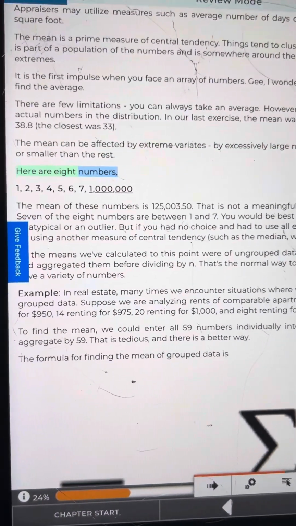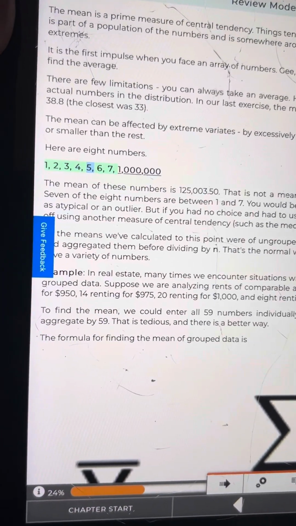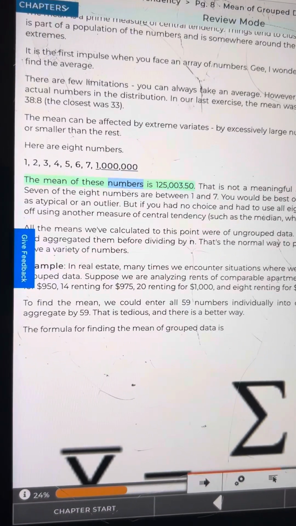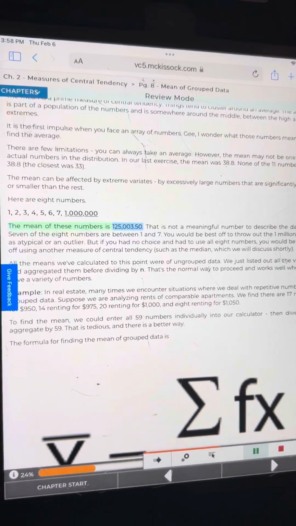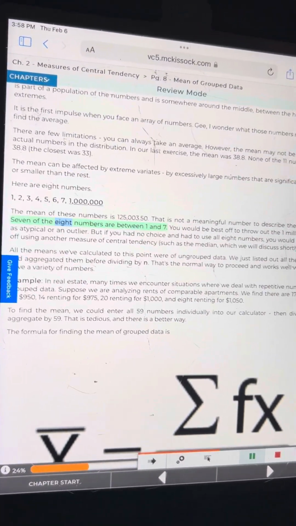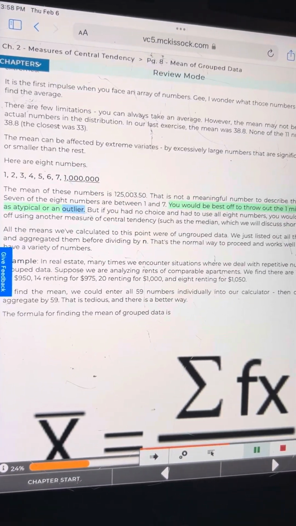Here are 8 numbers: 1, 2, 3, 4, 5, 6, 7, 1 million. The mean of these numbers is 125,003.50. That is not a meaningful number to describe the data set. 7 of the 8 numbers are between 1 and 7. You would be best off to throw out the 1 million figure as atypical or an outlier.